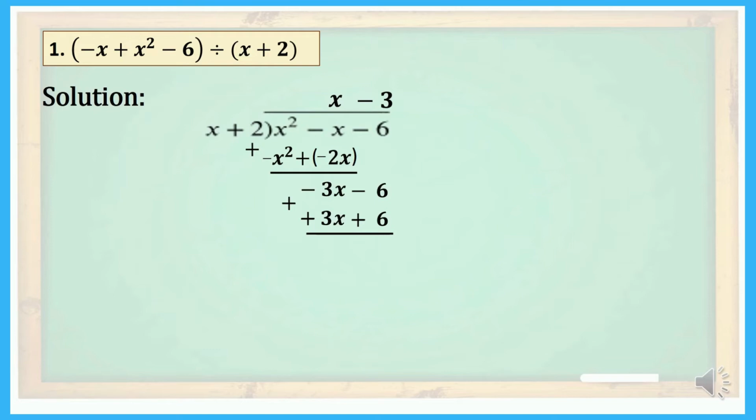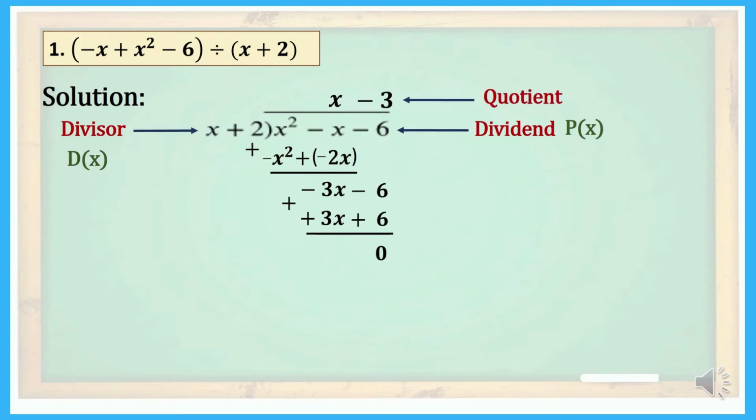Then do the addition process. Negative 3x plus positive 3x is 0. Negative 6 plus positive 6 is 0. So the remainder is 0 and your quotient is x minus 3. x squared minus x minus 6 is your dividend, or the p of x. And x plus 2 is the divisor, or the d of x. And x minus 3 is your quotient, or the q of x. And 0 is the remainder, or the r of x.